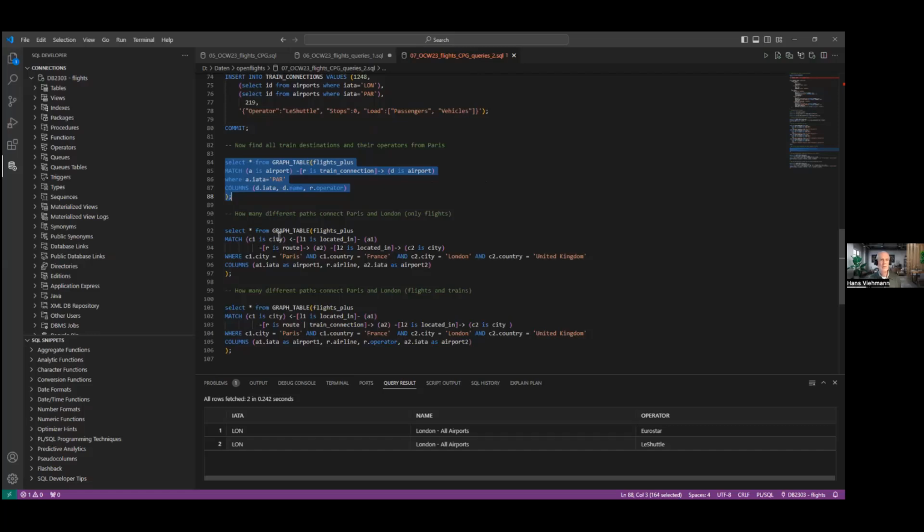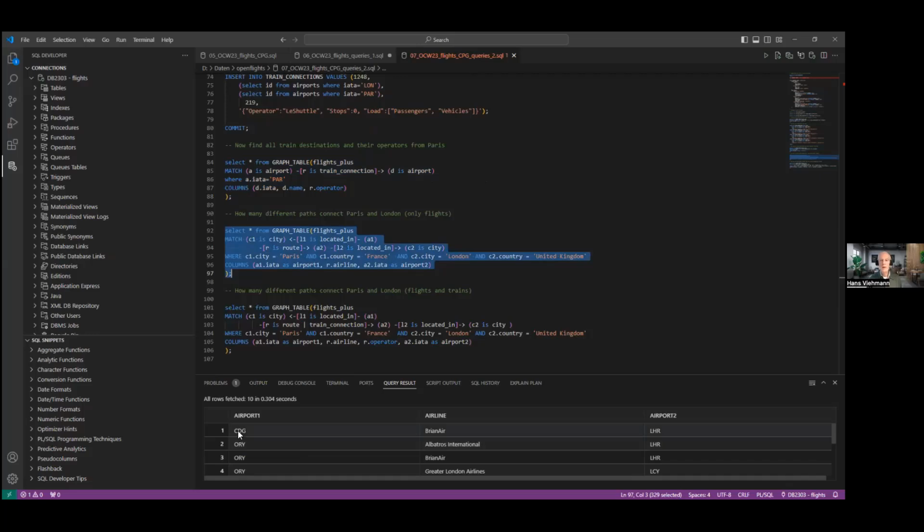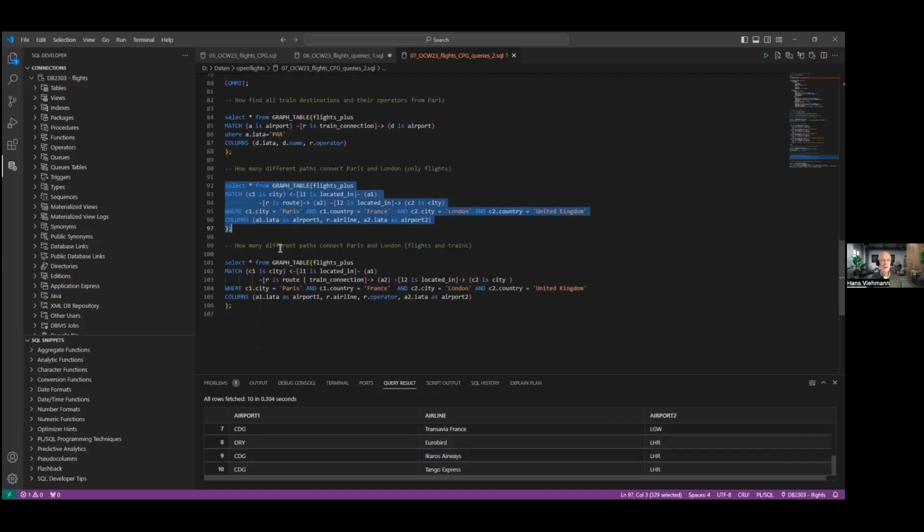We have a vertex type city connected to an airport, which is connected through a route to another airport, which is located in another city, right? With the predicates: city is Paris, country is France, city 2 is London, country is United Kingdom, right? That gives us all the flight connections between airports in Paris, which is, if you are traveling a little bit, Charles de Gaulle, Orly, and so on, connected to Heathrow, London City, London Gatwick, and so forth. So that gives you all the airline connections.